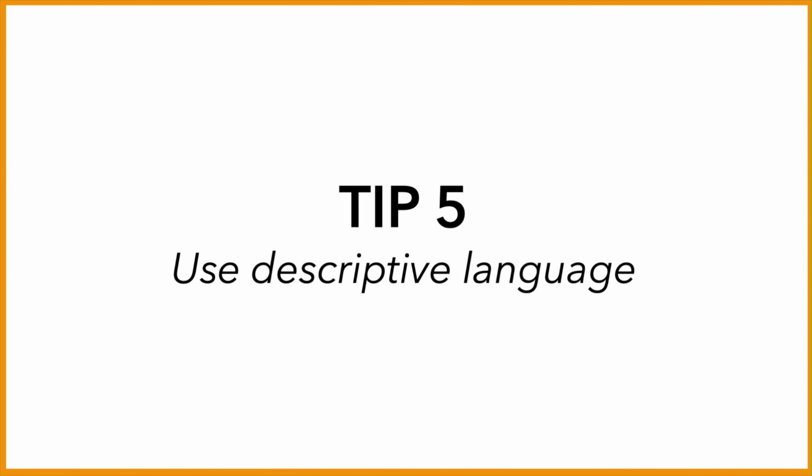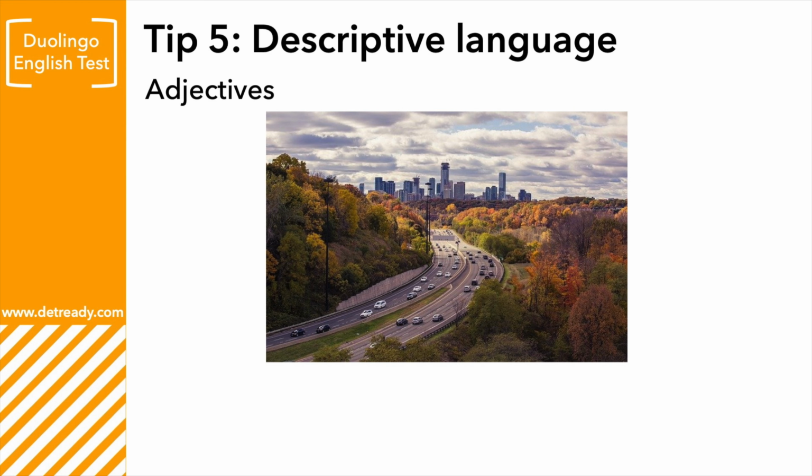Use descriptive language. Now, the first easy way to use descriptive language to add details is to use adjectives. Remember, adjectives describe nouns in more detail, and I highly recommend you use as many adjectives as you can when describing the photo. It will boost your score for vocabulary and content. Let's take a look at some examples.